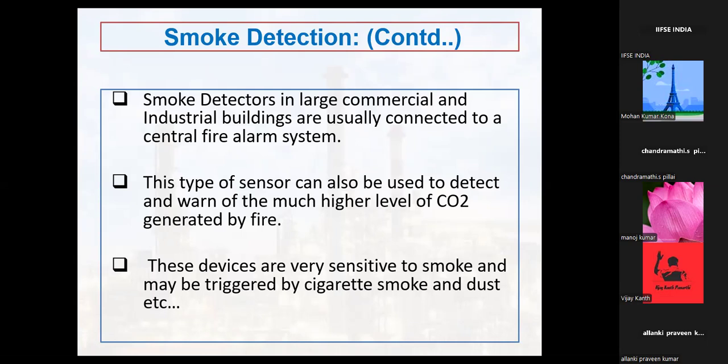That is why, for people traveling by aeroplane, the moment the flight is about to take off, the air hostess gives a demonstration and warns all the people that even if you have the habit of smoking an electronic cigarette, do not smoke even in the toilets, because even that can trigger the alarm. So these are very sensitive.